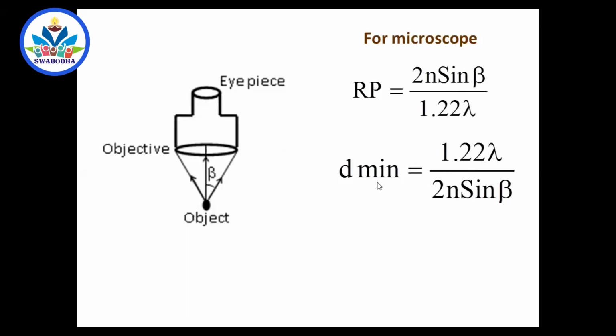What are the terms? D minimum, the minimum distance, that is limit of resolution. Lambda, wavelength of light coming from the object, right? N, refractive index of the medium between the object and the objective. There is a gap of a medium through which the light from the object enters into the lens. So simply you can say N is the refractive index of the medium that lies between the object and the objective. Beta, semi-vertical angle of the cone of rays entering into the objective from the object. Semi-vertical angle of the cone of rays starting from the object and entering into the objective.